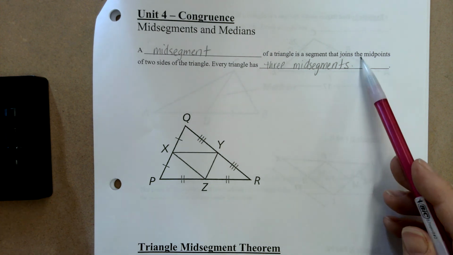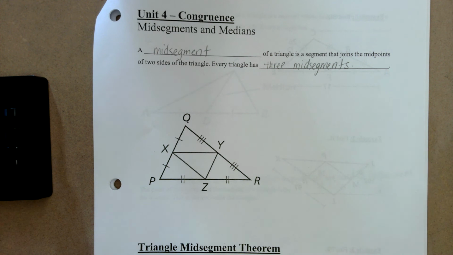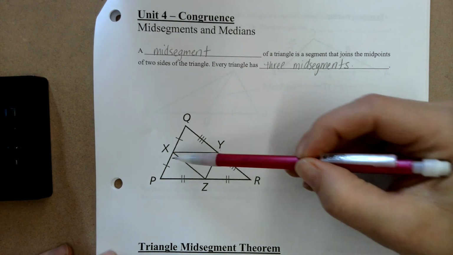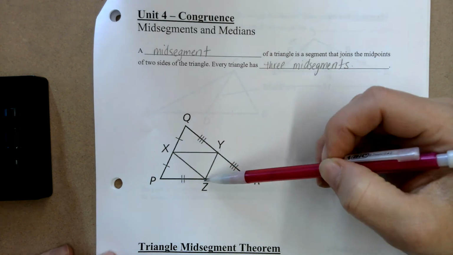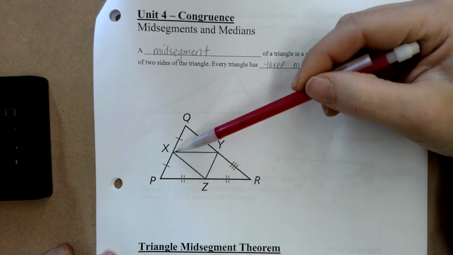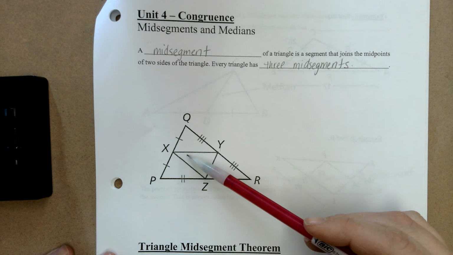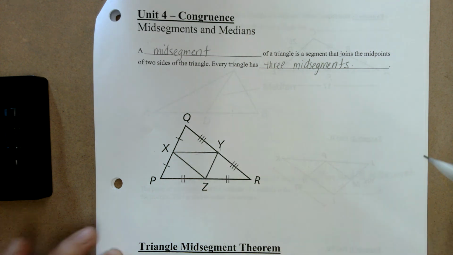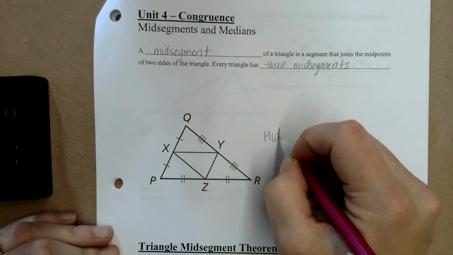So it joins the midpoints of two sides of the triangle. So the midpoints are here of each side, the midpoints in the middle. And so these are the midsegments that are joining them, and there are 3. 1, 2, 3.